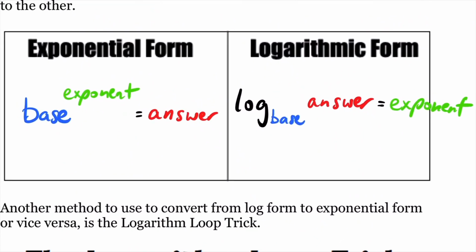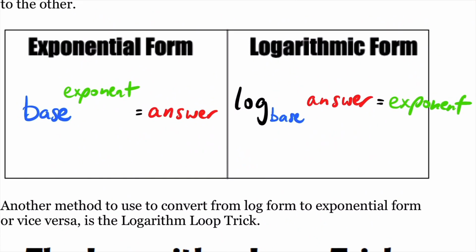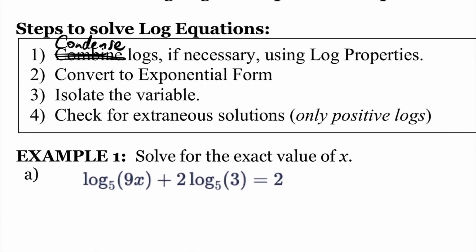Just like this, right? Converting it from one to the other. It's color coded. So changing it from a log to an exponent. That's what we're going to do. We're going to go from right to left. That's that step. Okay. After that, solve for x. Isolate the variable. Okay. And then check for extraneous. We'll do those last.